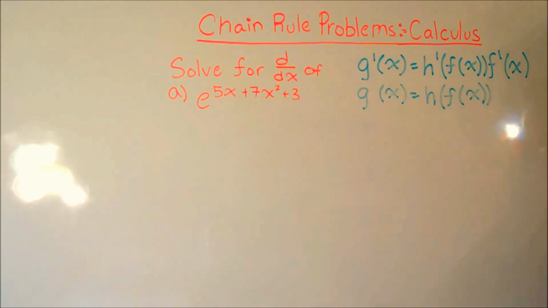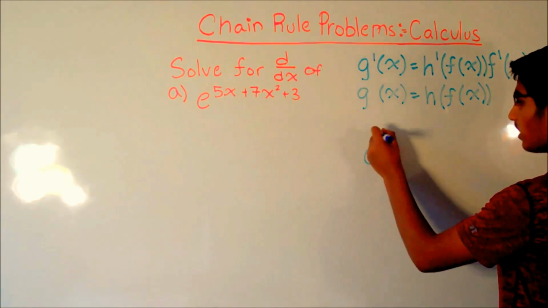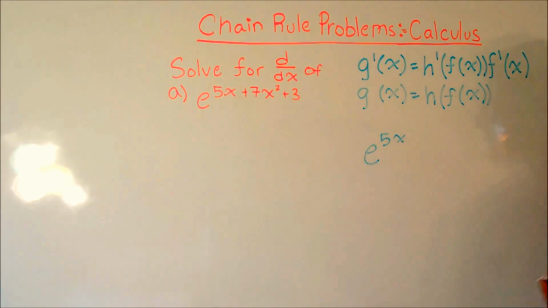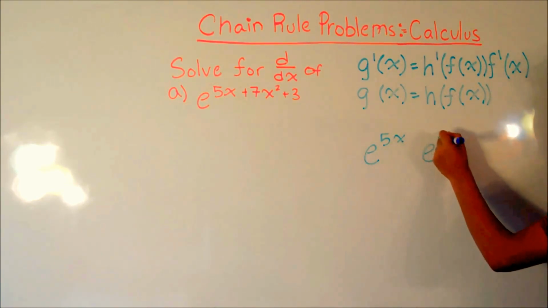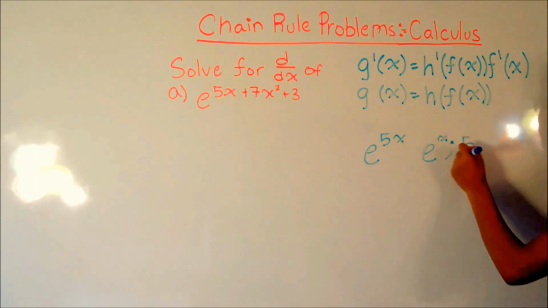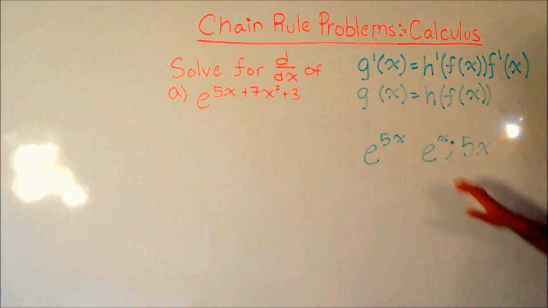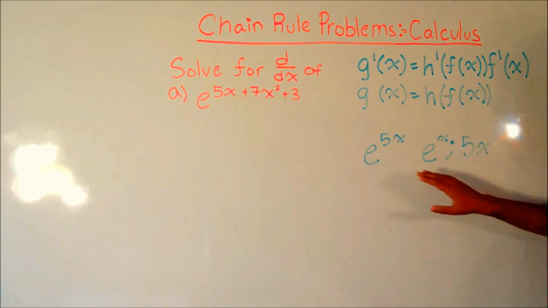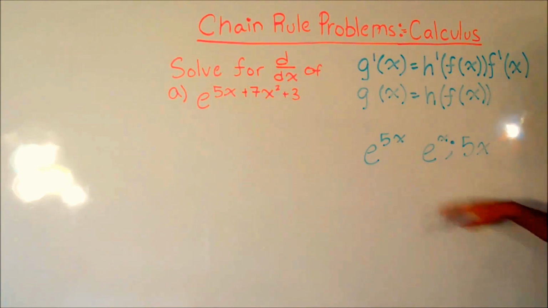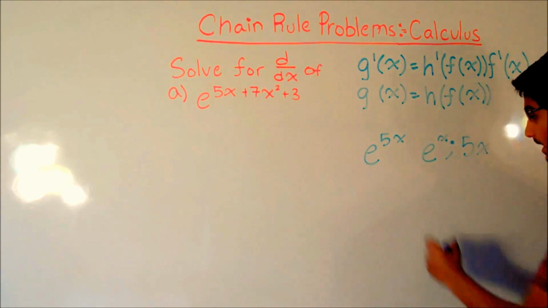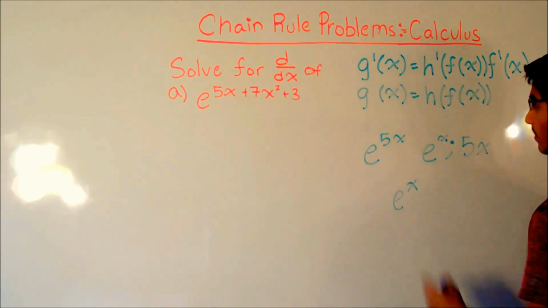So let's say the outer function was e to the x, and we have the function e to the 5x power. We know that there are two functions within this one function, e to the x and 5x. According to the chain rule, you take the outer function, which is e to the x, and you take the derivative of e to the x. We know that the derivative of e to the x is e to the x.